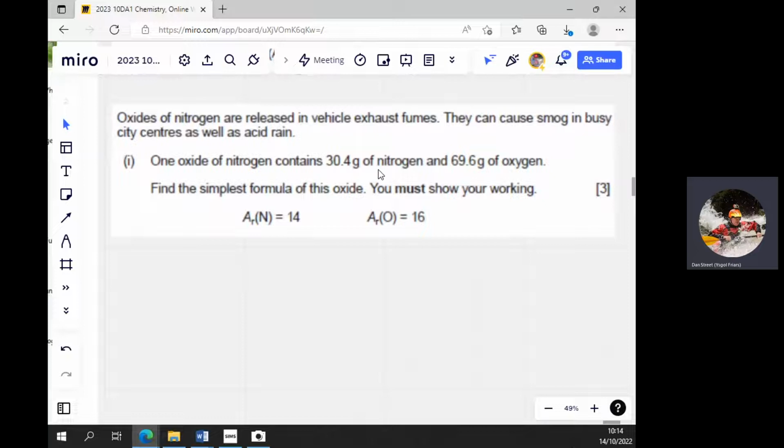And then it goes on to say, one oxide of nitrogen contains 30.4 grams of nitrogen and 69.6 grams of oxygen. That sort of information can be worked out experimentally. You can take a sample of a compound and find out what mass of individual elements are present in it, and then from that, you can calculate the empirical formula. I need to show you how to do that, and it's this skill that you will need to learn. So I'll make a copy of that information here. Example calculation.